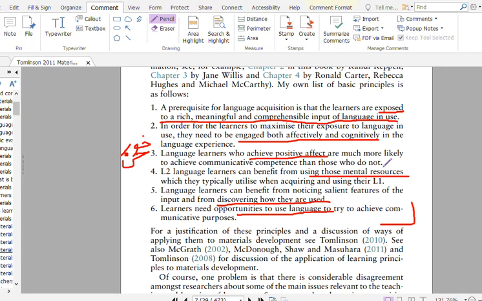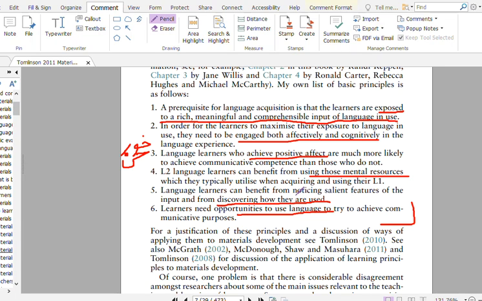Okay, all resources should be used. Imagination, literature, kinesthetic, different senses, visualizing, seeing, hearing. All the resources or mental abilities should be used if you want to help learners learn better.